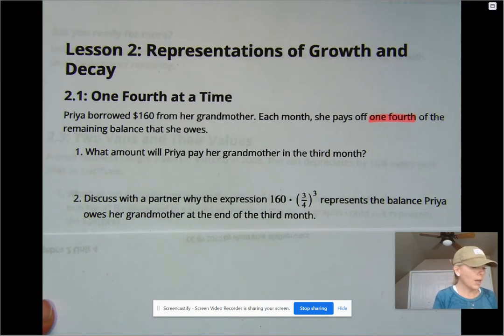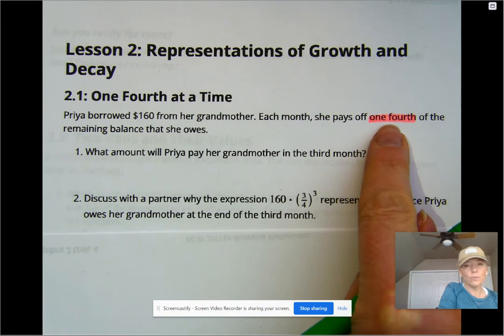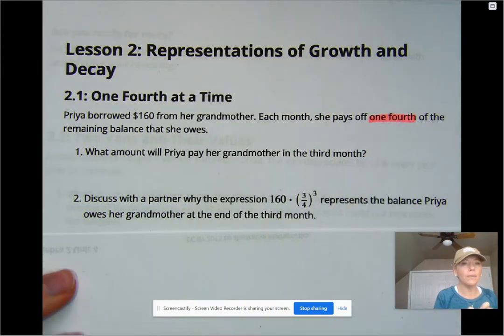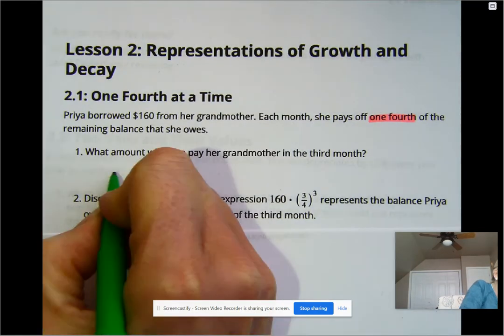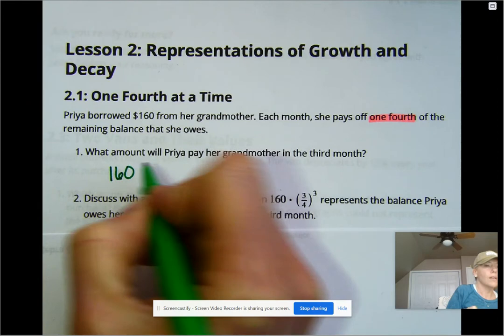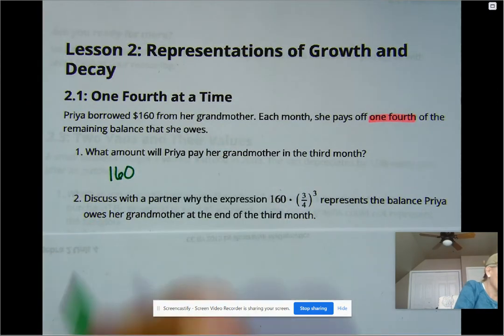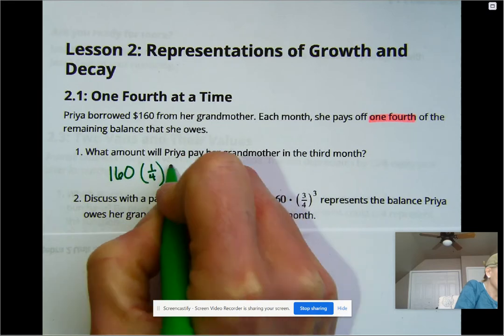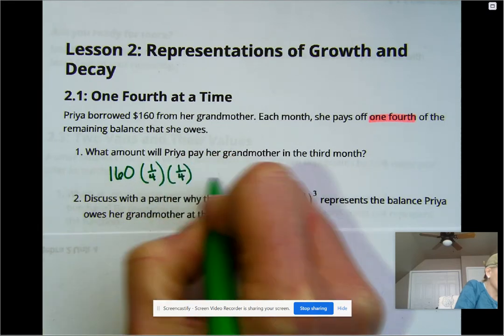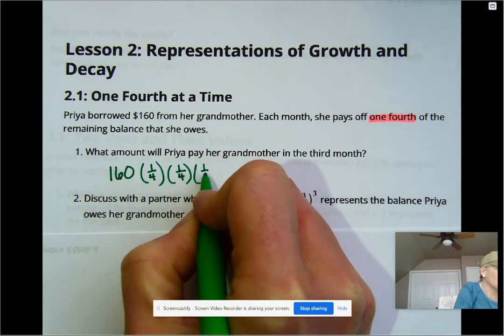So first, what amount will she pay her grandmother in the third month? So she's paying 1/4 of what she owes. So you can figure out in the third month how much that is by taking her initial loan, $160, and multiplying that by 1/4 3 times. And that would give us her payment in the third month.